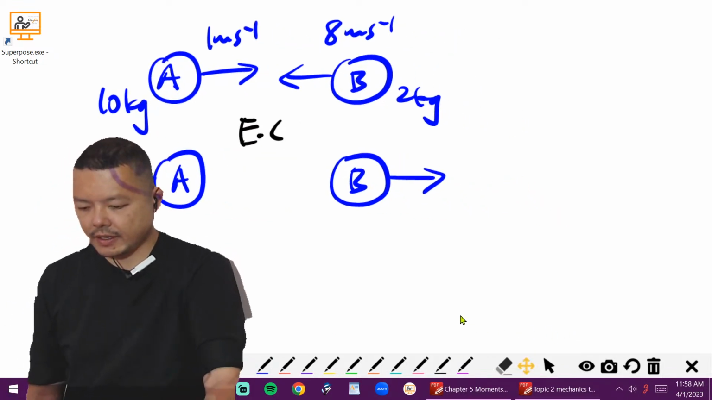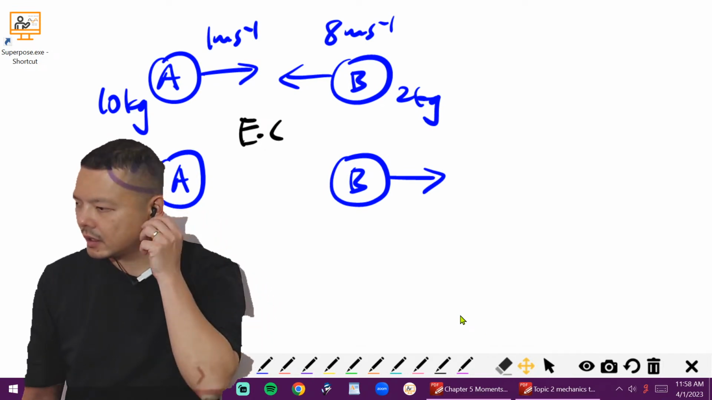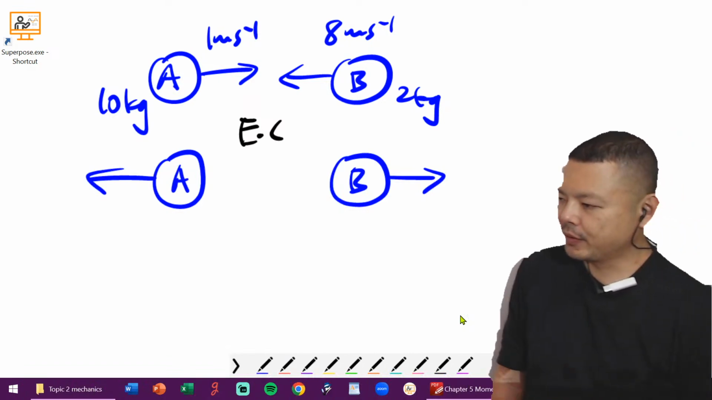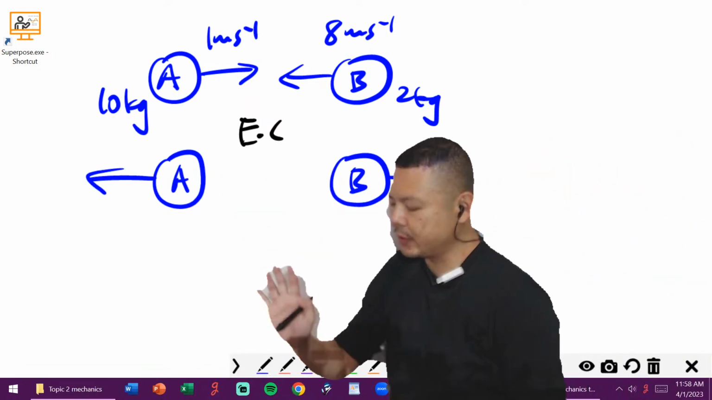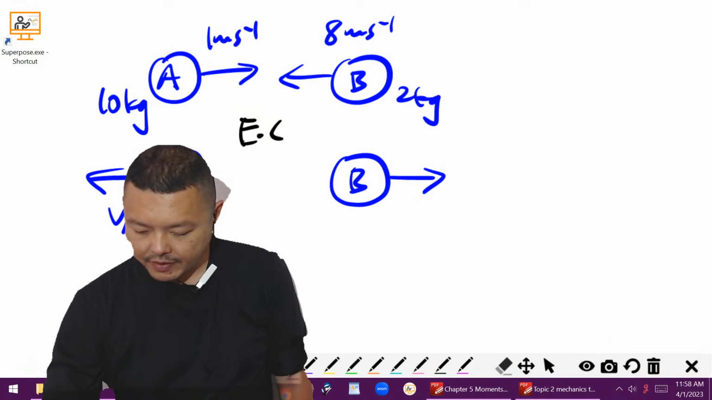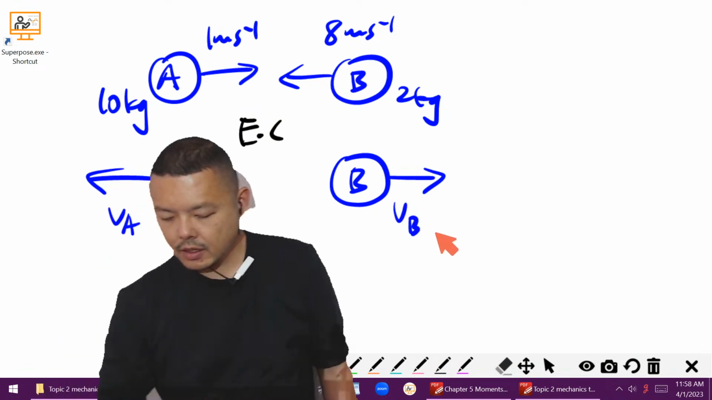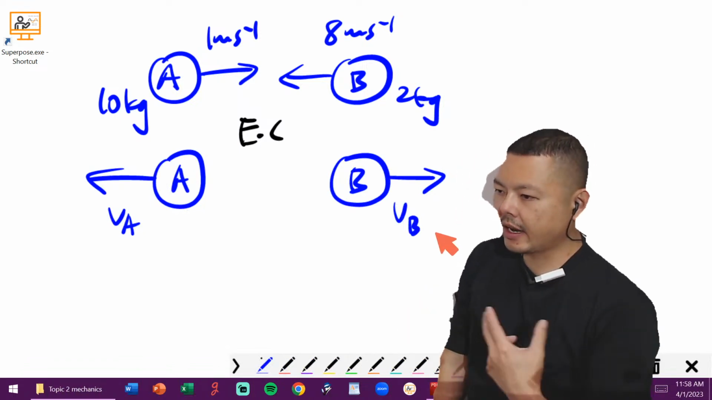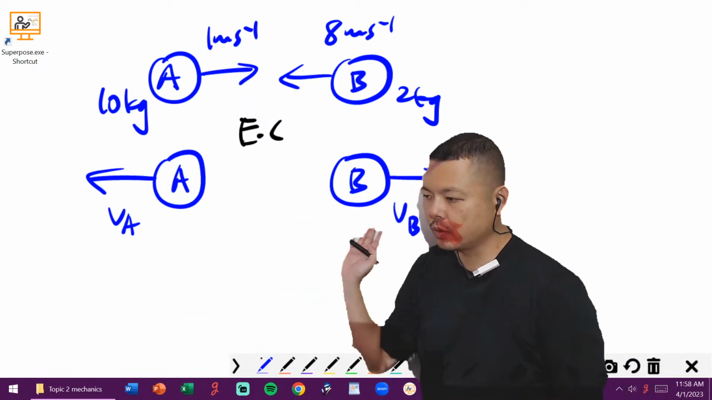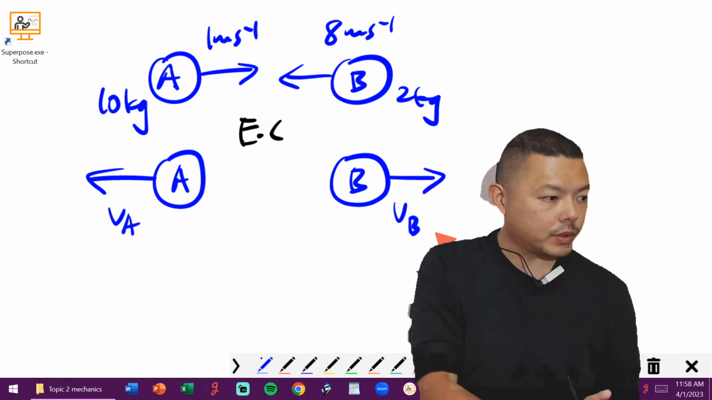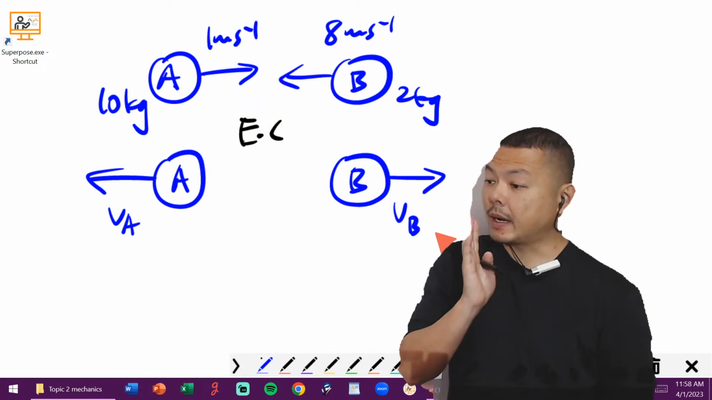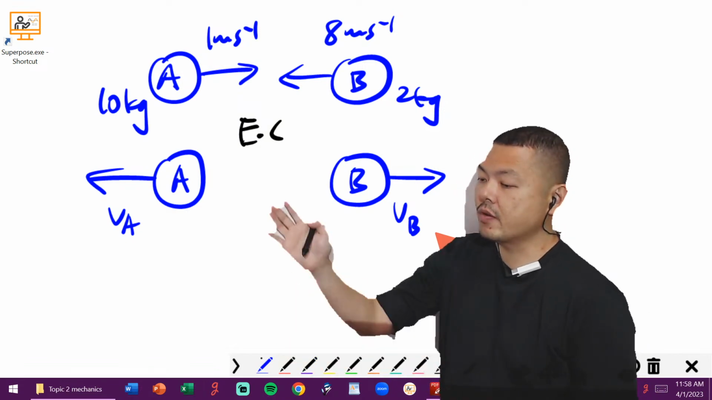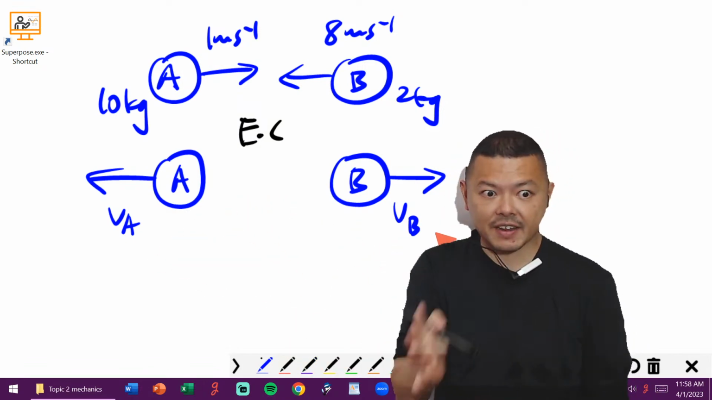Your job is to find both their final velocities. We don't know what VA is and we don't know what VB is. Your job is to find VA and VB. Why is this more difficult? Because now I have two unknowns. I'm asking you to solve it completely, which means you definitely have to find VA and VB. I'm not asking you for a ratio of VA to VB.